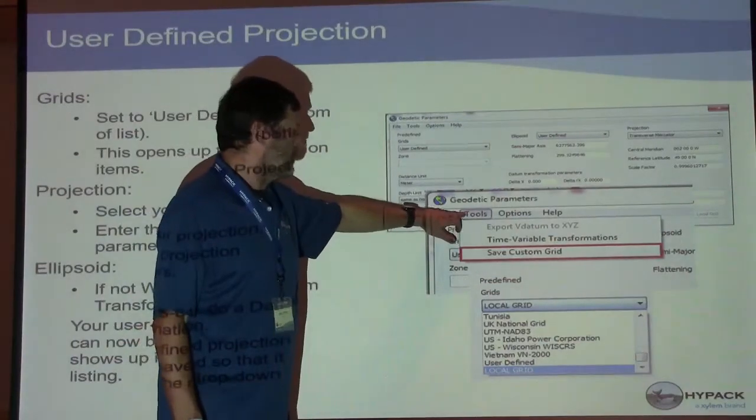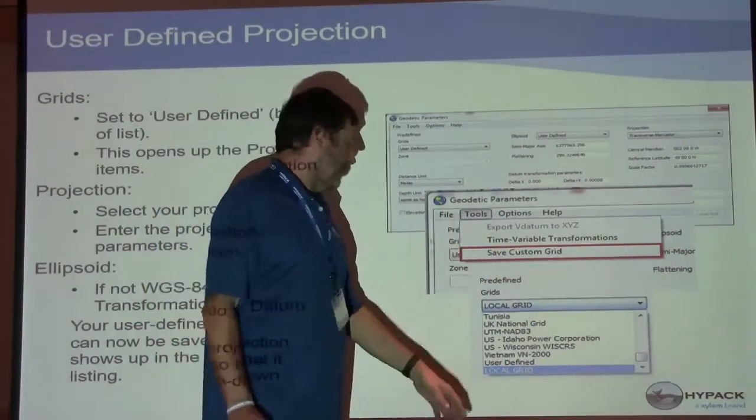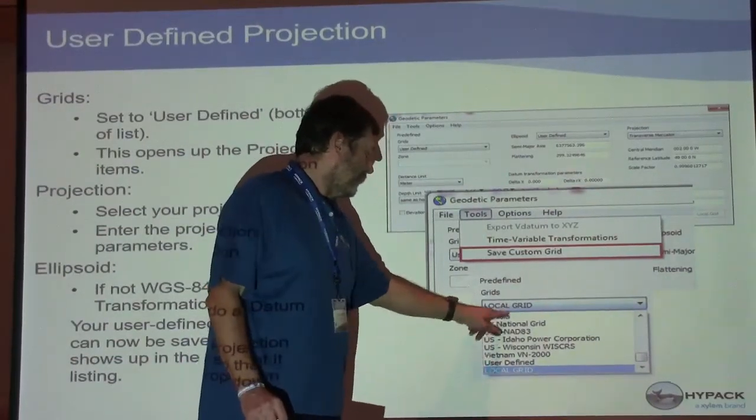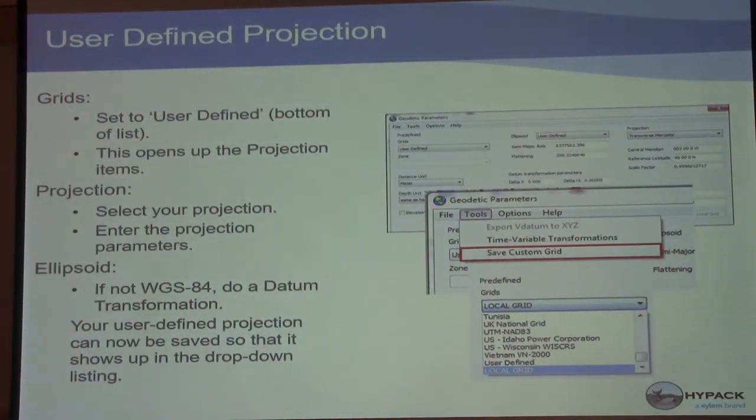I could go under the Tools drop-down menu, click on Save Custom Grid, give it a name, and then it's going to give me the item listed right in with my geodetic parameters. What it does, it creates this .cgeo file that gets stored in our datum folder, and it's a little file that the program automatically reads, and you can load up your parameters that way. Or if you set it up in the office, you can send it to your survey guys. They can throw that right into the HYPACK datum folder, and then load that right up for their geodetic parameters.